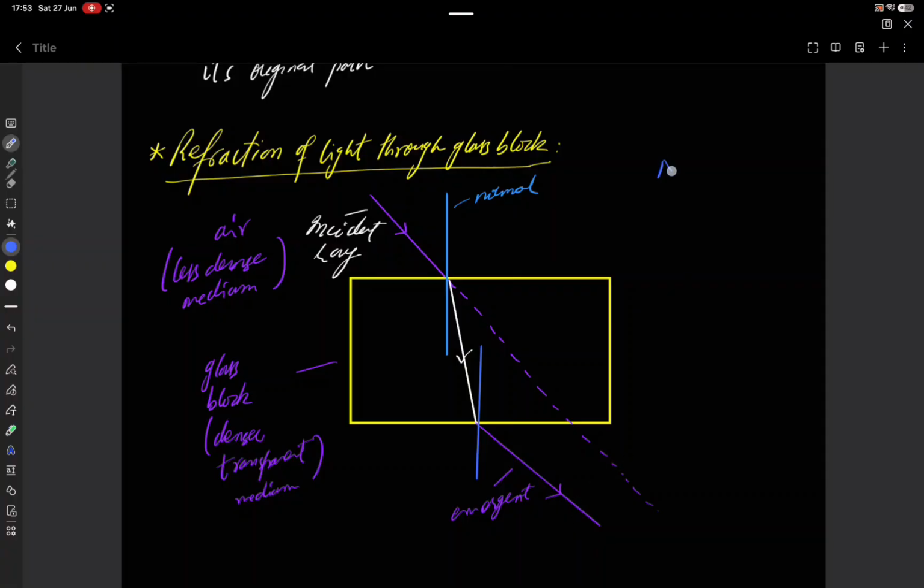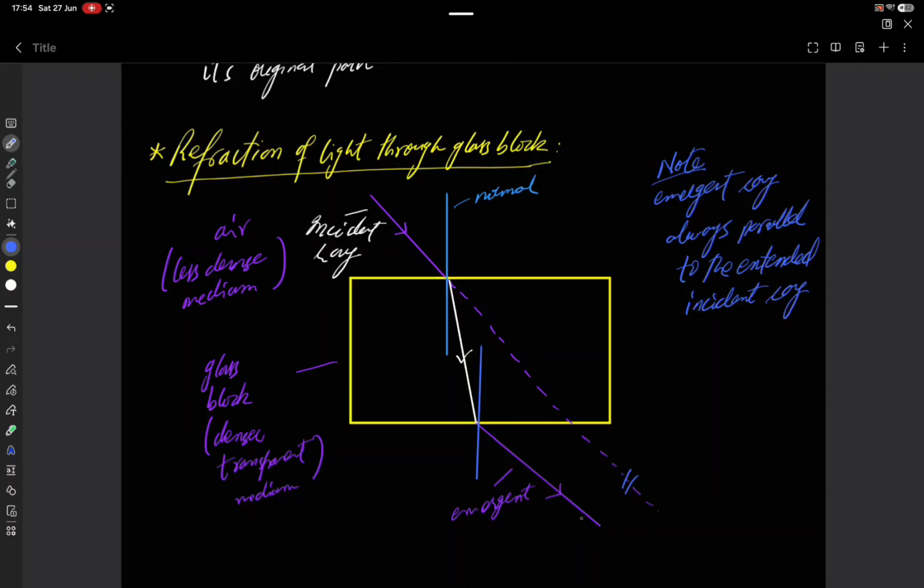Emergent ray, here we have the note: the emergent ray is always parallel to the extended incident ray. So this and this are always parallel. How much does it deviate if it is not a full scale diagram? So we draw the emergent ray parallel to the extended incident ray. This is the imaginary extended incident ray.